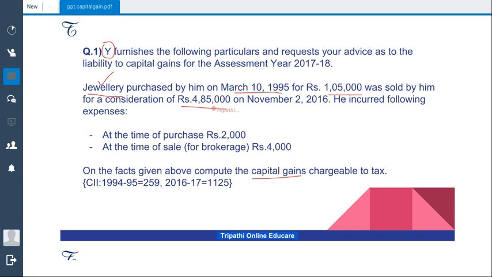Now what is important for us is when this jewelry is sold. This jewelry is sold on 2nd November 2016. That means in which financial year? It is 2016-17. So now let us find out whether this asset, that is, jewelry, is a long-term capital asset or a short-term capital asset.